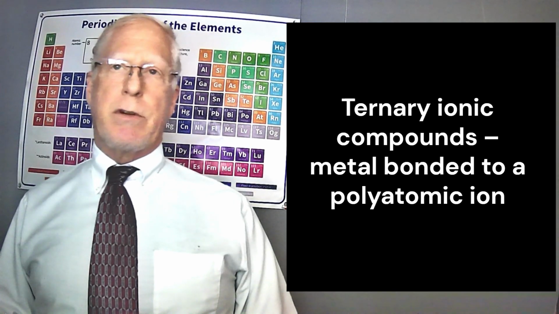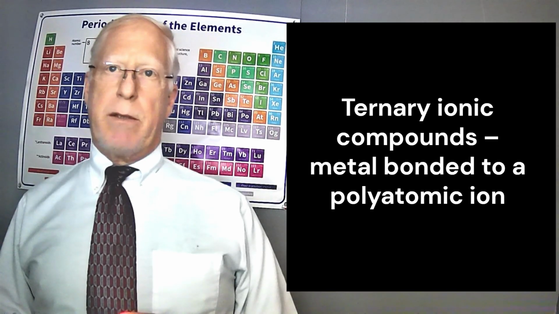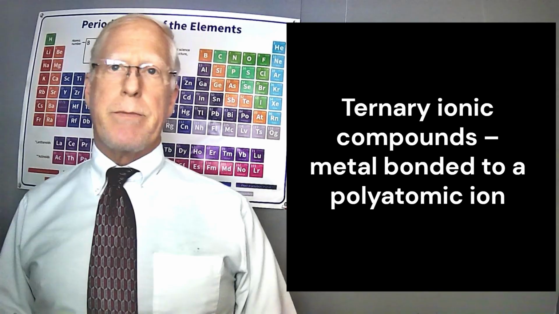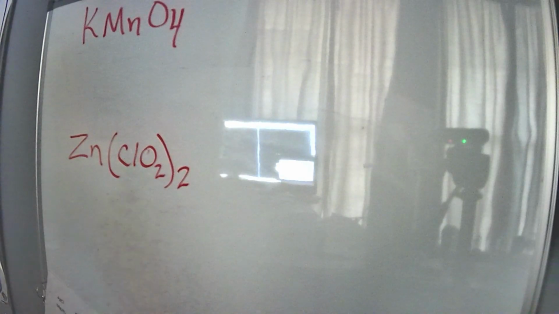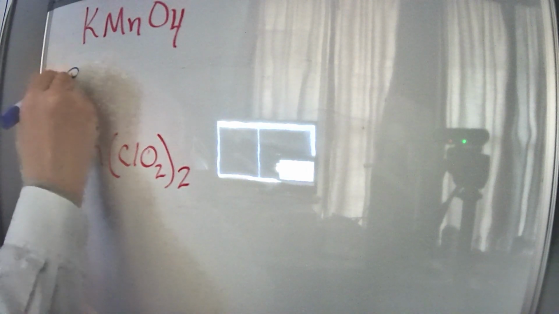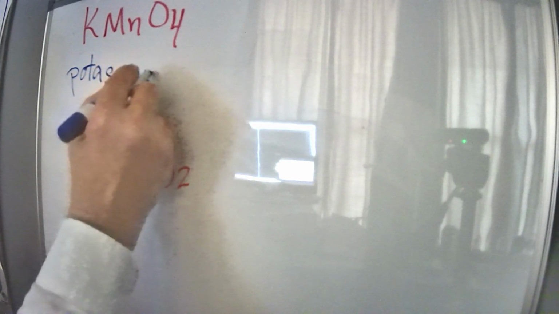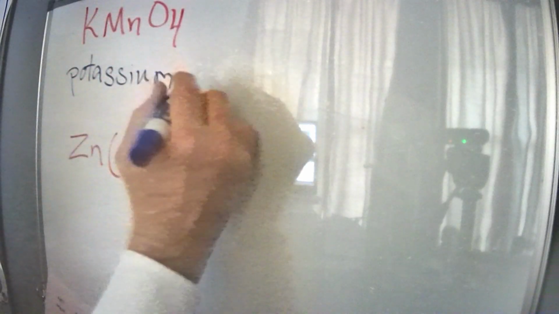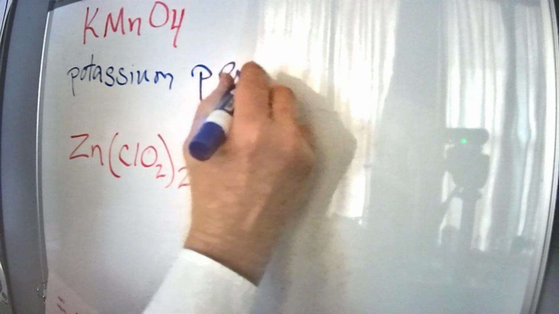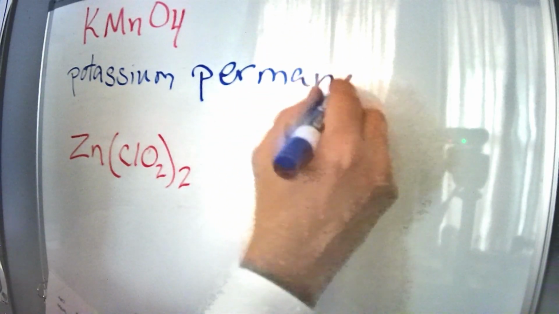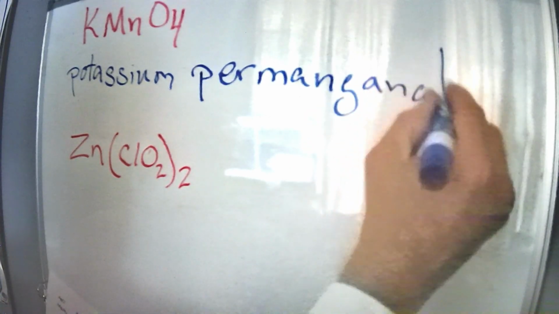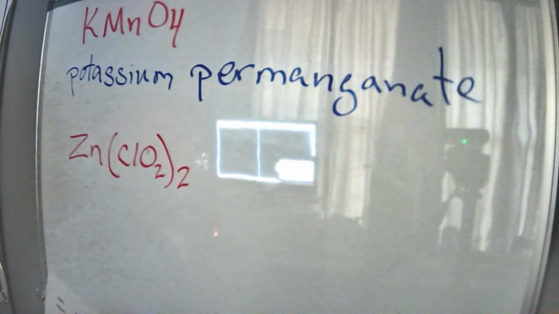Okay, let's move on to the ternary ionic compounds. As a reminder, these are metals bonded to a polyatomic ion. So you name the metal, then you name the polyatomic ion. Alright, so here's our first ternary compound. K is potassium, so we've named the positive half already. So everything that's left is our negative half. So this is going to be a ternary compound. The negative half is this polyatomic ion here. But if you've memorized, you'll see it's permanganate. Potassium permanganate.